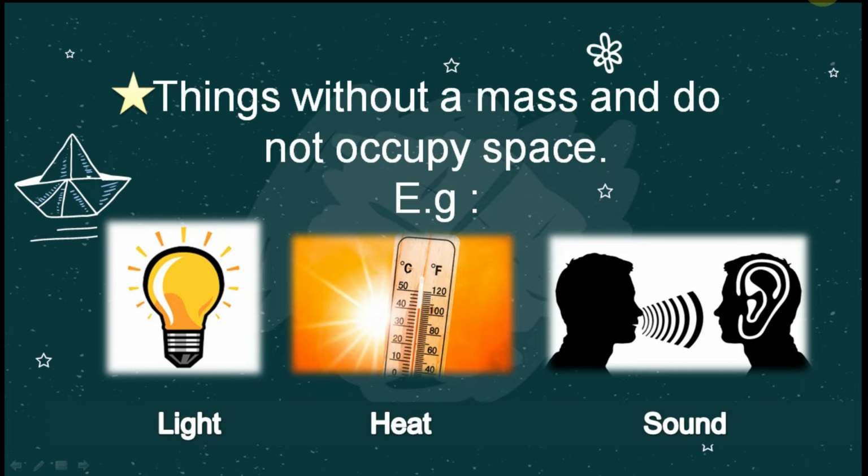What do you mean by this one? Things without a mass and do not occupy space, which means it's not taking any space from around us. As you can see in the picture, if we turn on a light at night, we get the brightness, we can see it. Understand? But it doesn't take any space, not occupy space. Just like that, heat is the same thing, sound is the same. Okay, next.